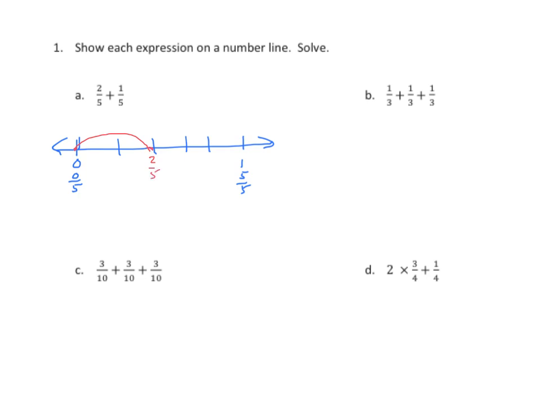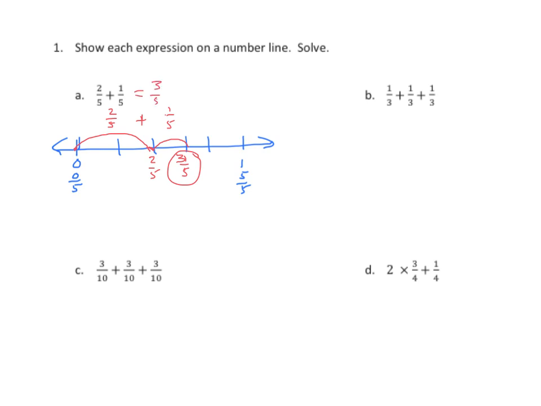And now we're going to put in 1/5, so that would be 3/5. So we're going to label each hop, 2/5, and this one 1/5, and we can put the addition sign in between. So 2/5 plus 1/5 equals 3/5.